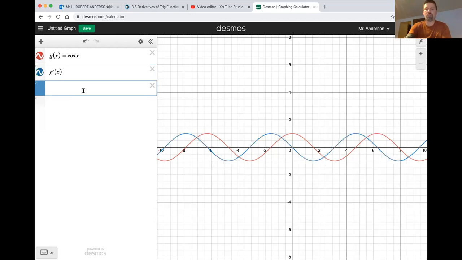If you're not sure, graph negative sine. There it is, right over the top. So while the derivative of sine is cosine, the derivative of cosine is not sine. The derivative of cosine is negative sine. So I'm going to go back to my other screen, and we're going to make sure we write that down, because that is something you definitely need to have memorized.